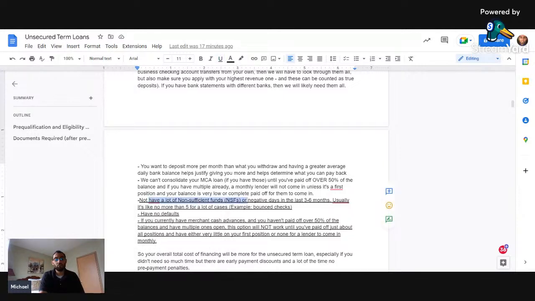Not have a lot of non-sufficient funds, NSF for short, or negative days in any of the last 3 to 6 months. Usually it's like no more than 5 for a lot of cases. Example, bounced checks, you have chargebacks, a lot of these issues. You're withdrawing out of your account and there's really nothing there anymore.